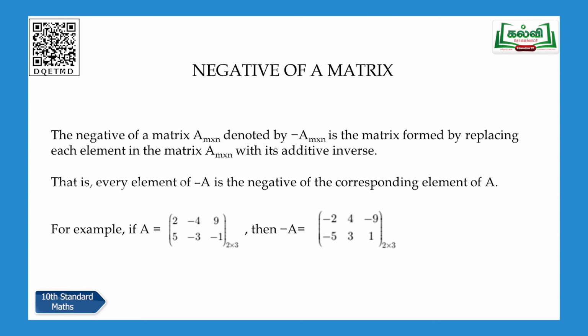Negative of a matrix. So, what does the negative of a matrix mean? The negative of a matrix A of order m by n is denoted by minus A. It is the matrix formed by replacing each element in the matrix A of order m by n with its additive inverse.